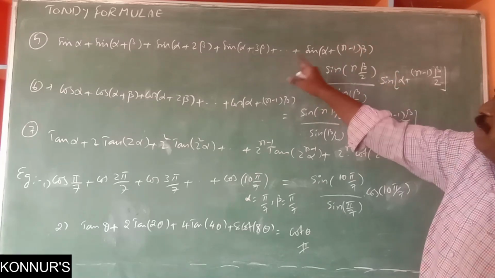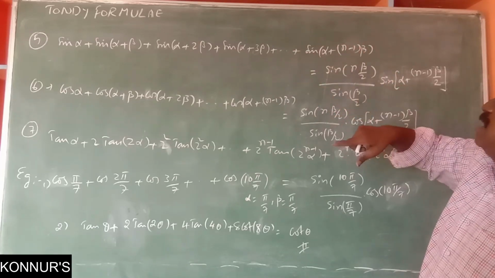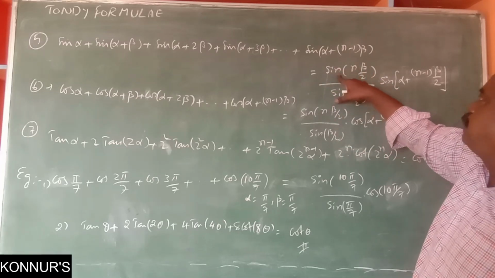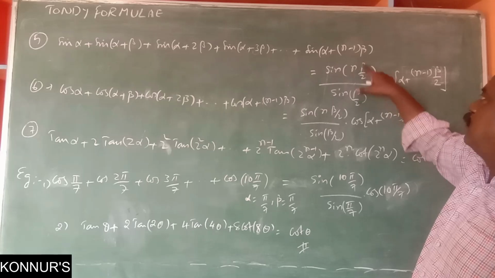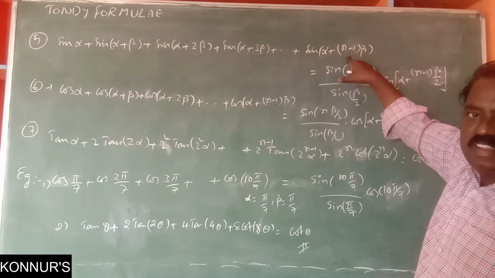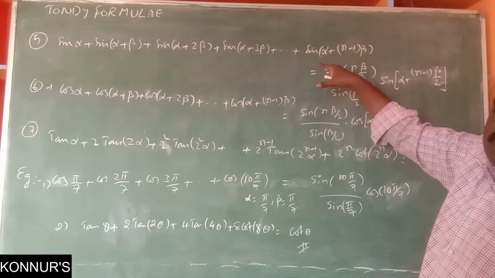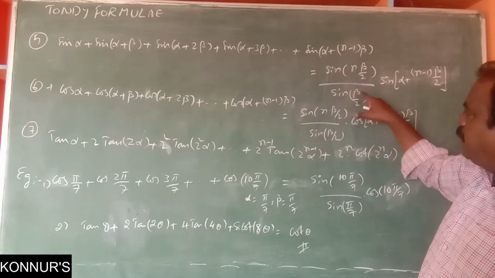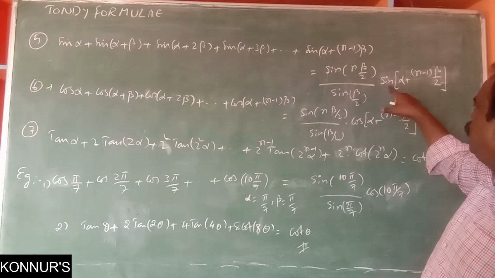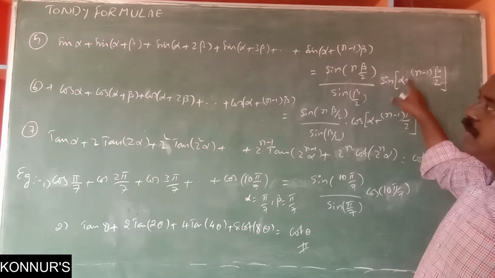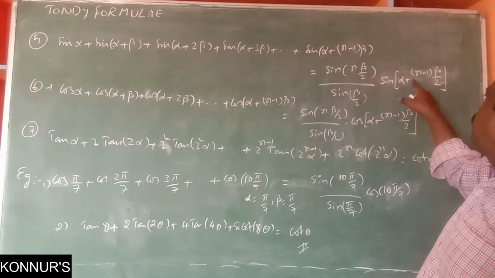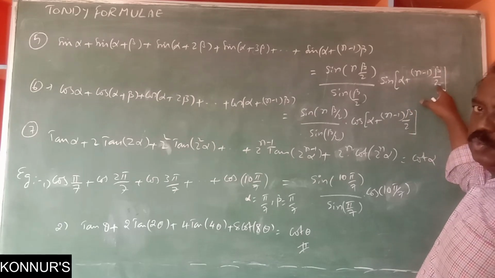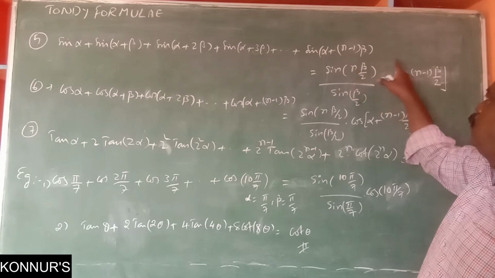Then the sum of these sines is simply sine of n beta by 2. Here n minus 1 is there, that means n terms are there. So it is sine n beta by 2 divided by sine beta by 2, into sine of the first term alpha plus n minus 1 beta by 2. You remember it well.